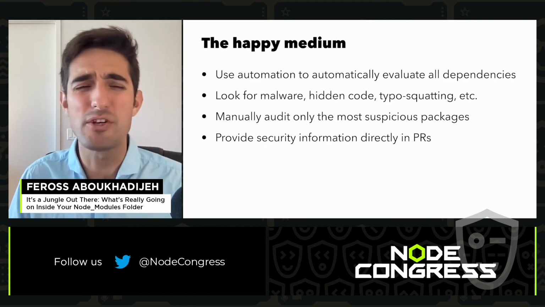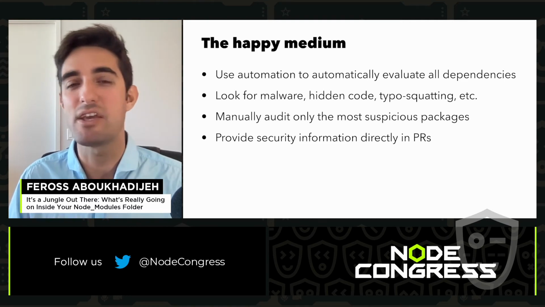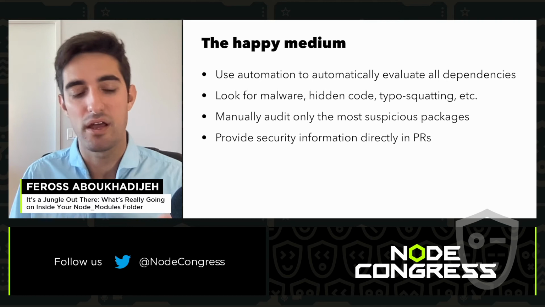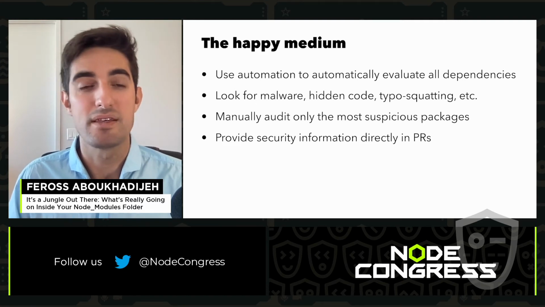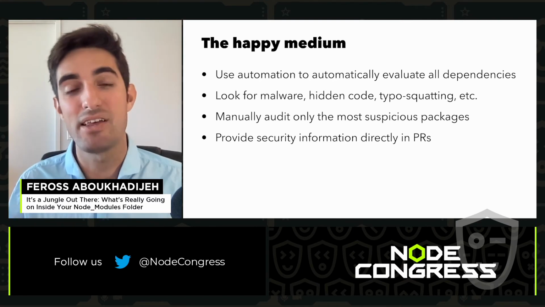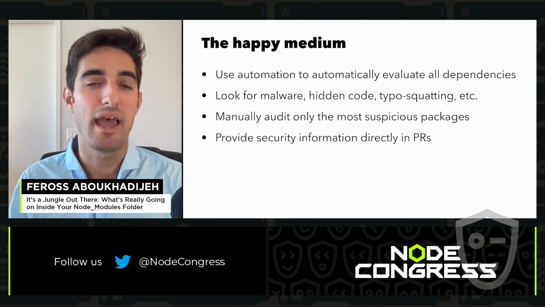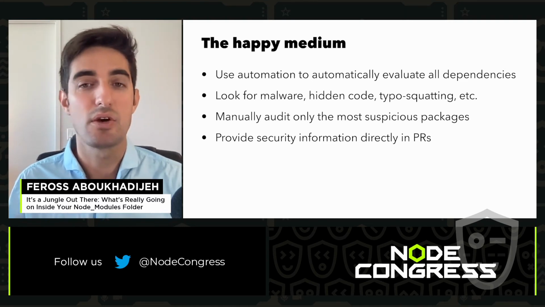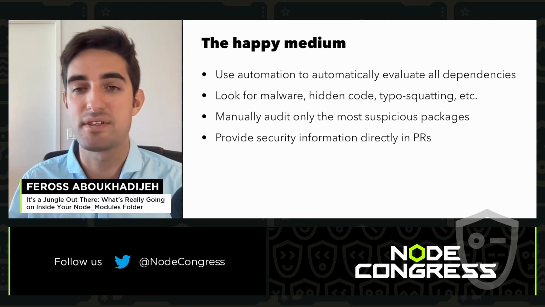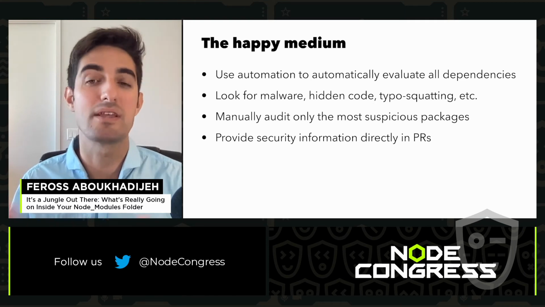So one thing that we tried to do when we were building Wormhole is to think about a happy medium. Is there a way to use automation to do something in the middle? And so what we ended up doing is using automation to automatically evaluate all of our dependencies. So we could use static analysis to look through packages to try to find malware, hidden code, typo squatting attacks, and this kind of thing. And that way we could manually audit only the most suspicious packages. So we could spend our limited team resources looking at the code for the most suspicious packages, and that's the most high impact way that we could spend our time.